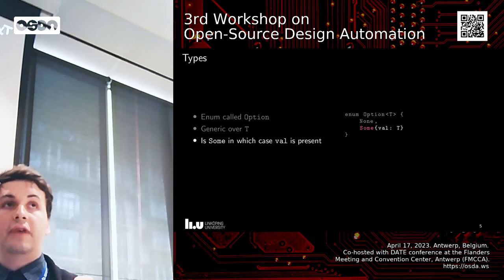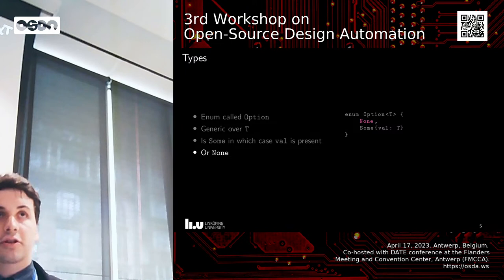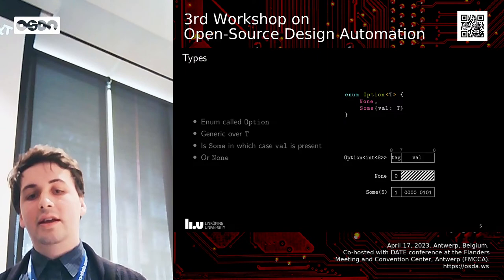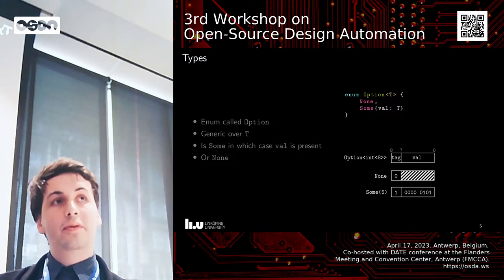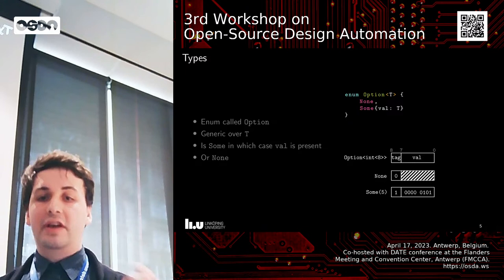This option type will take on one of two values. Either it's some, in which case a value is present, or it could be none, in which case no value is present. The best way to view this to me is as a valid bit that is bundled with the data it validates. So the representation of this type will be a tag along with a value. If the tag is zero, the option type is none, and the value bits are undefined. And we're not going to be allowed to access these bits unless we first check that the tag is one, in which case the compiler will give us access to the bits. So this prevents reading data that wasn't really valid.